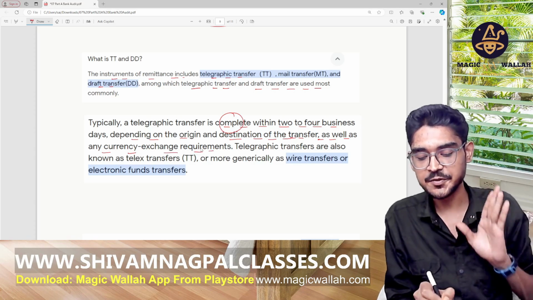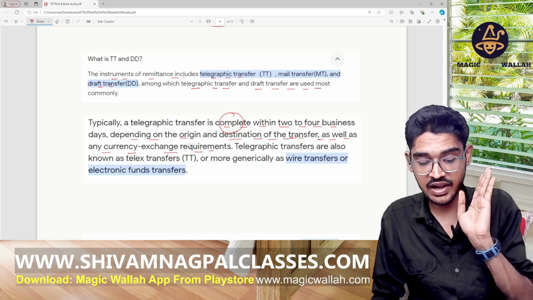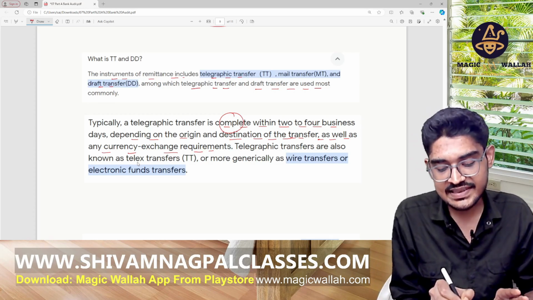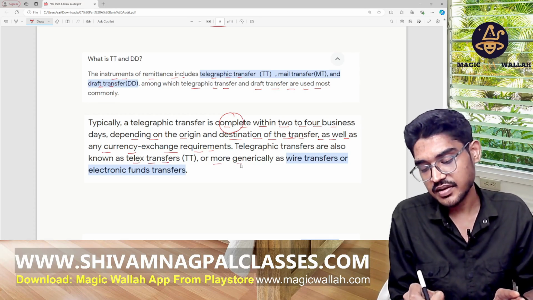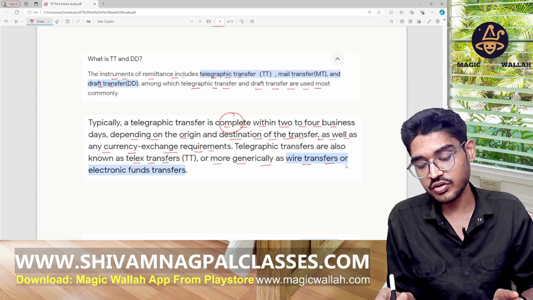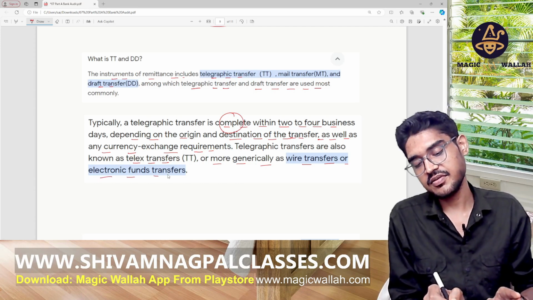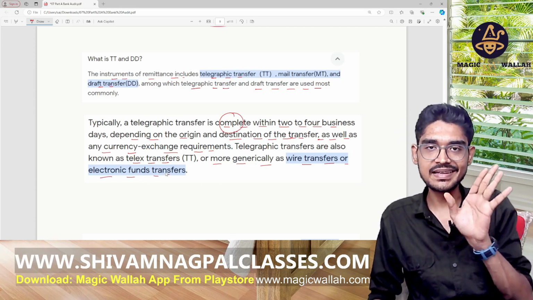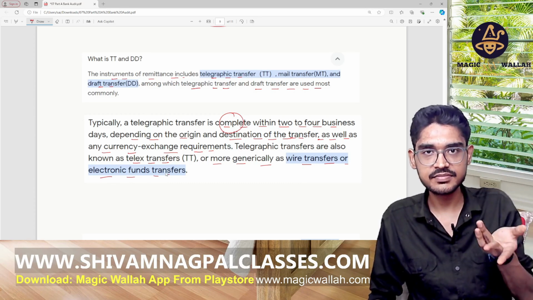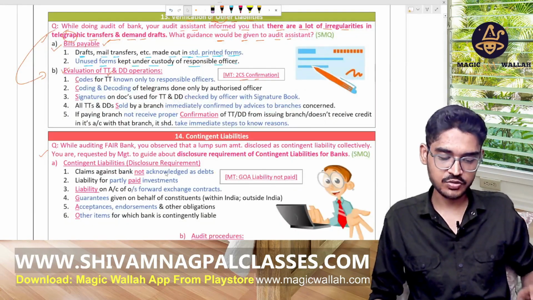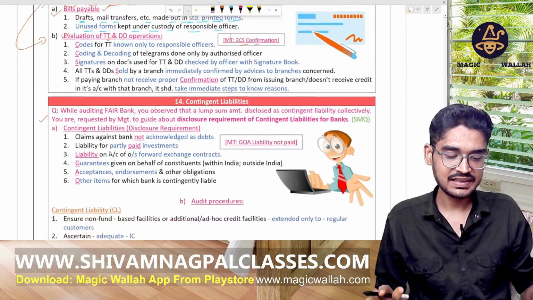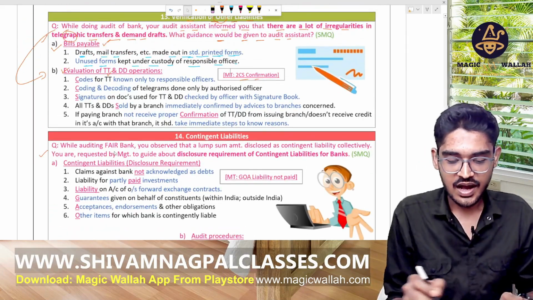It depends upon that. The telegraphic transfer is also known as telex transfer, also as a wire transfer or electronic fund transfer. Okay, this is clear to you, what TT and DD mean and how they work, right? Now come to the magic book. See here. So how to check this?